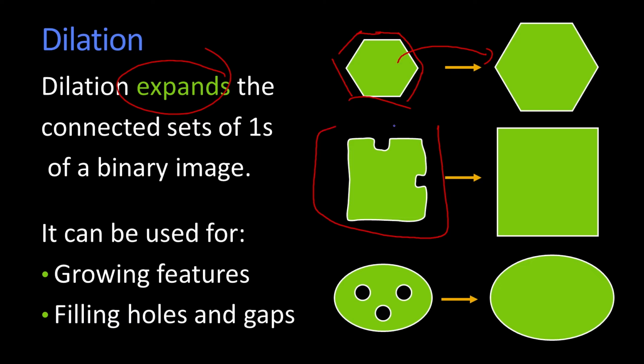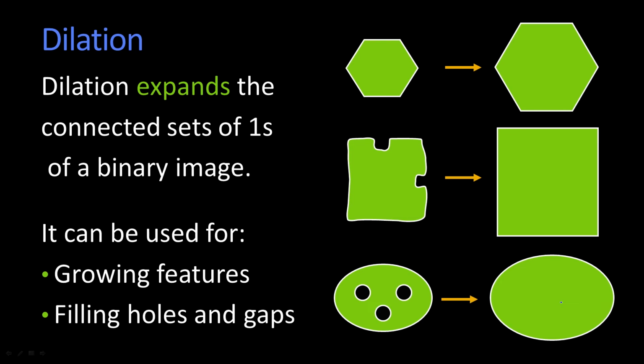This one is an interesting one, right? Everything expanded and has two effects. First of all, things got a little straighter, but also notice that these little cutouts went away. Likewise, when this thing got bigger, okay, the holes went away. Dilation in general can be used for, like it says, filling holes and gaps.